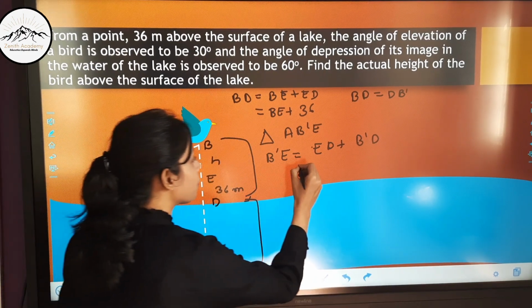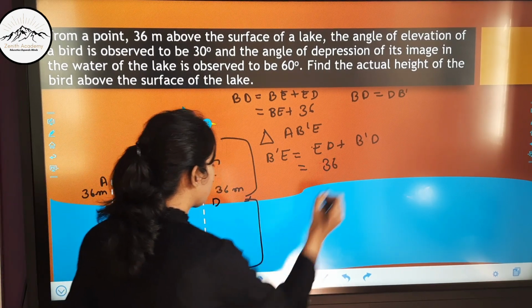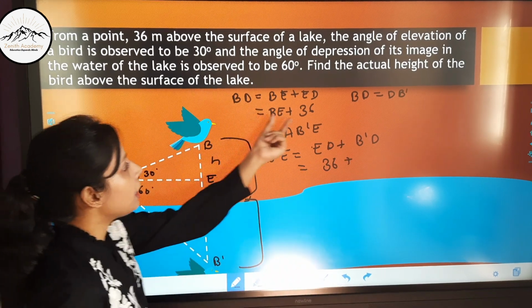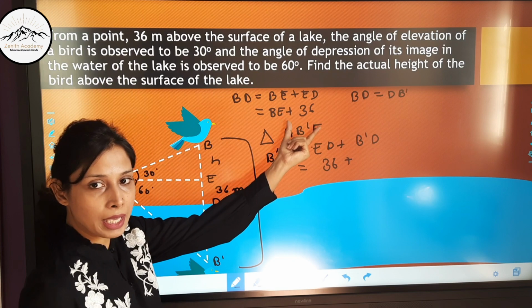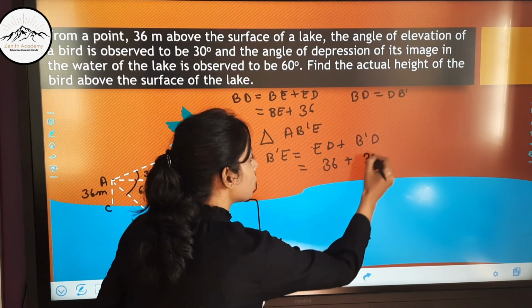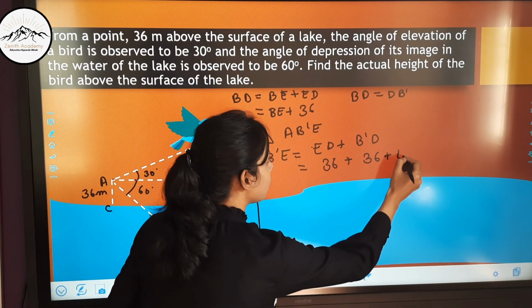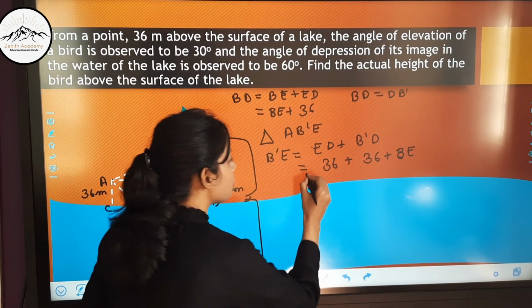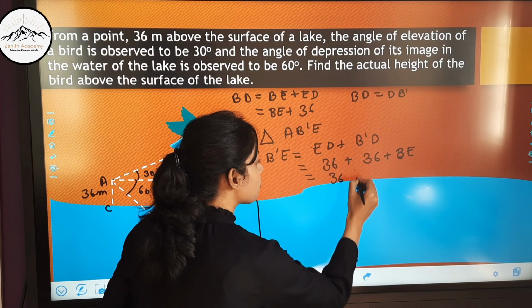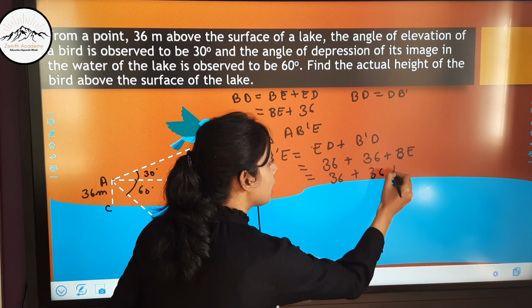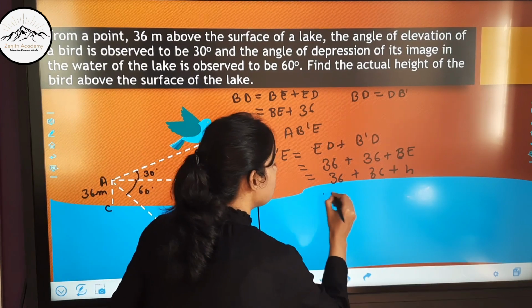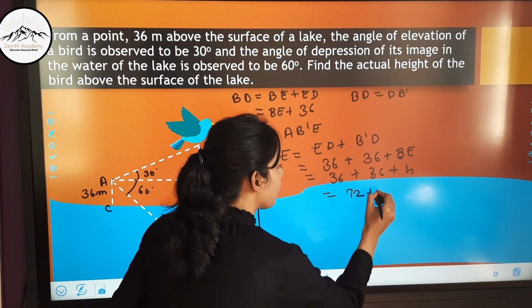And what is ED? 36. What is BD here? 36 plus BE. So B dash D is equal to 36 plus BE, which is what? We marked BE as H. So it is equal to 72 plus H.